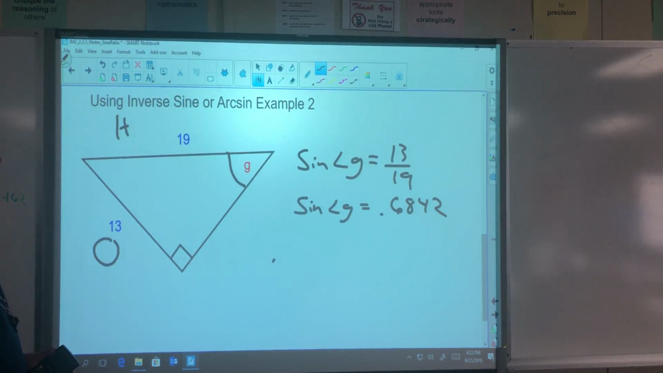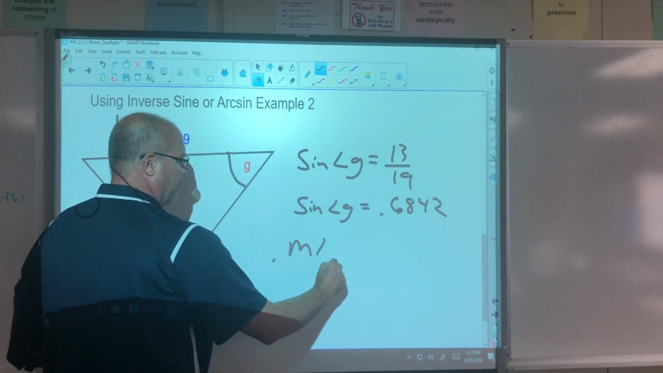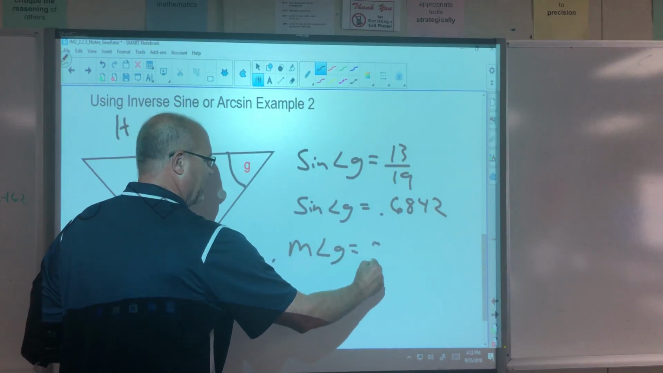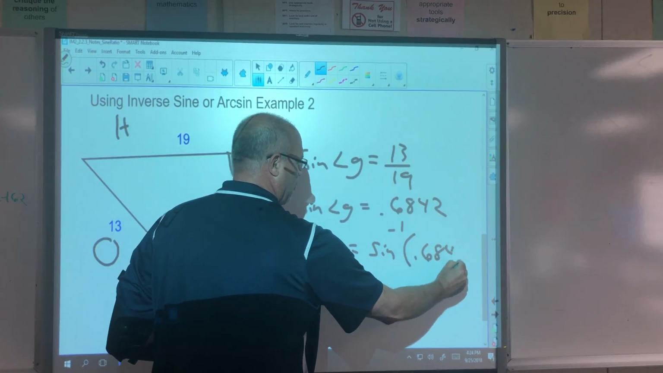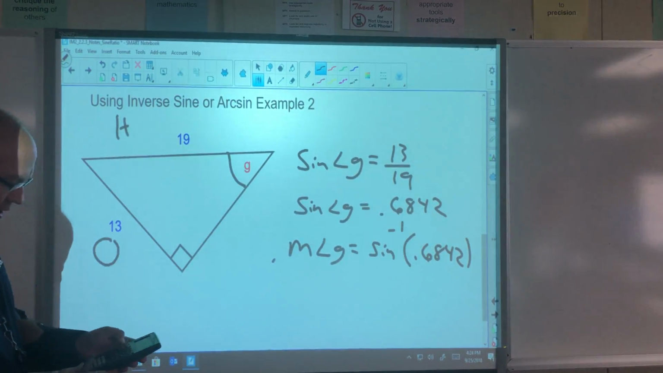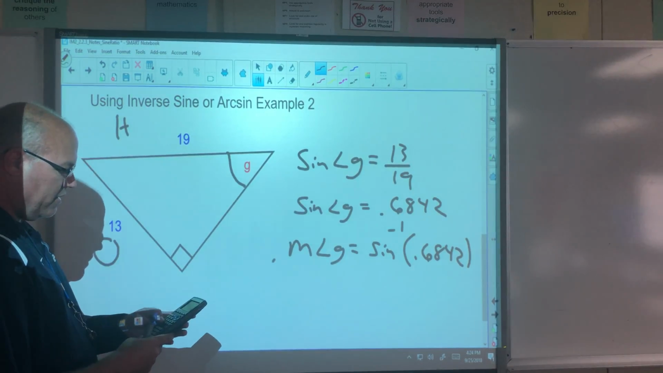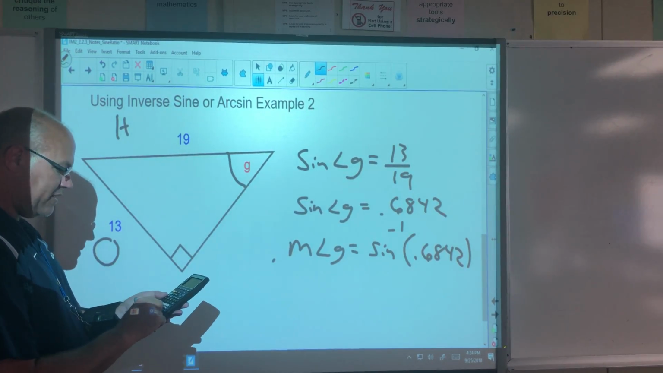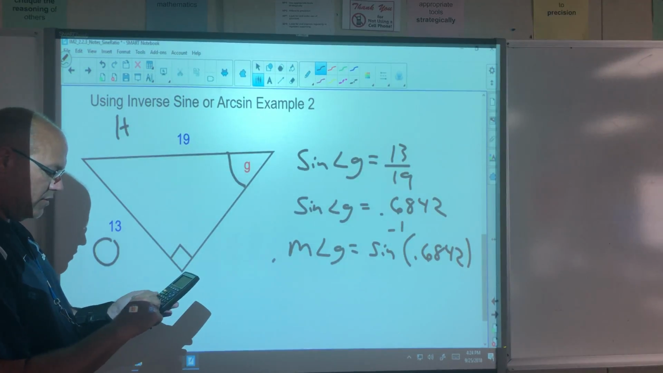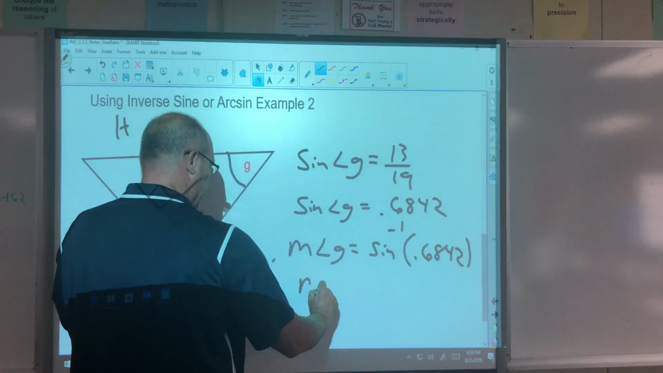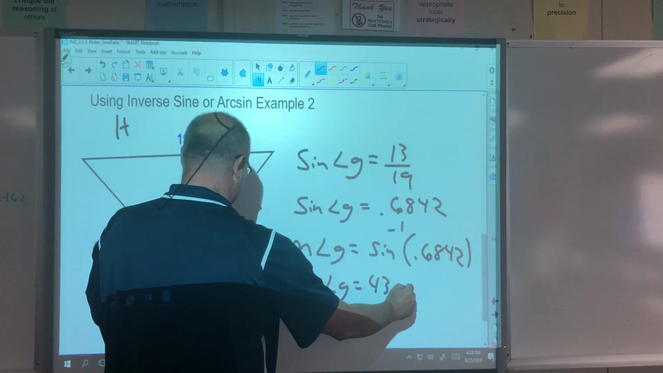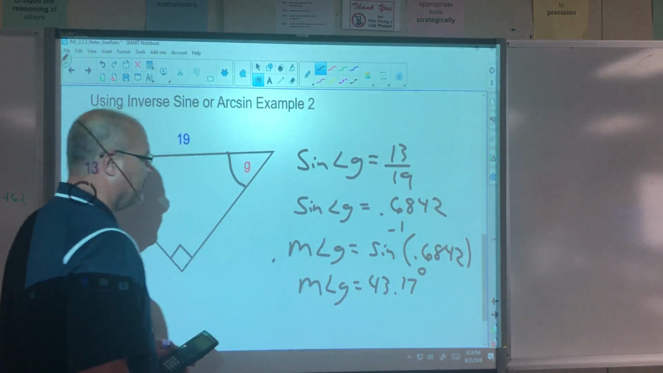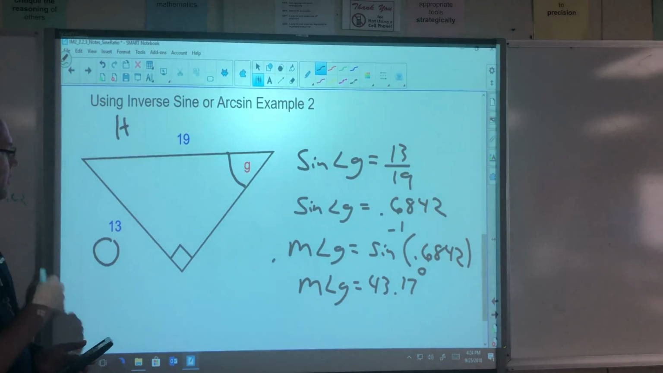All right, so now we need to find the angle measure, so we're going to use the inverse sine to do that. So we're going to say the measure of angle G equals the inverse sine of 0.6842. You use your calculator. I'm at second sine, which is inverse sine, and I go 0.6842. And I get my answer. The measure of angle G equals 43.17 degrees. 43.17, or you can say 43.2 degrees.